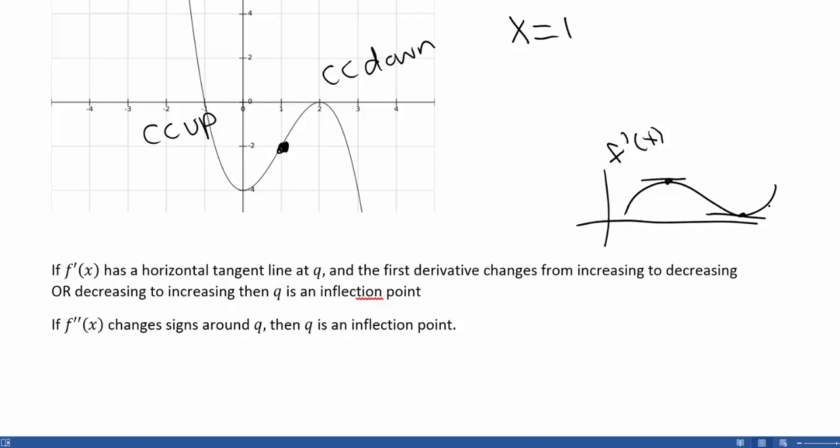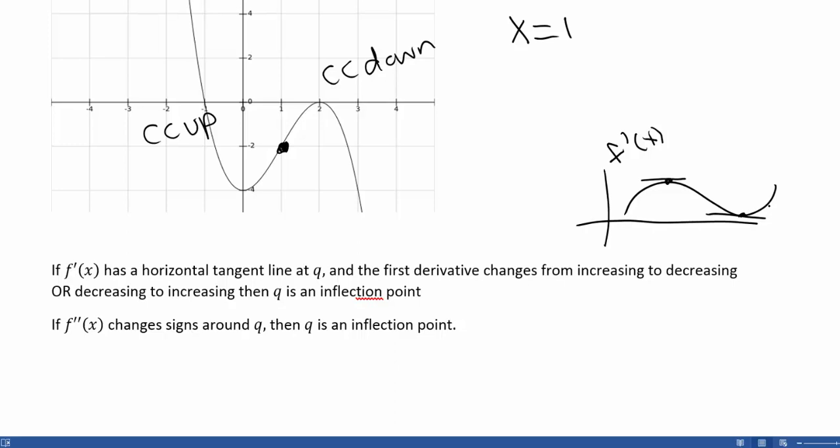Now, if we have information about the second derivative, then we need to know where the second derivative changes signs. So if the second derivative changes from positive to negative or negative to positive around a point, then that point is an inflection point because the sign of the second derivative tells us the concavity of the original function. And so if the sign changes, that means that the concavity changed. And again, that's our definition of inflection point, the point where the concavity changes on the original function.